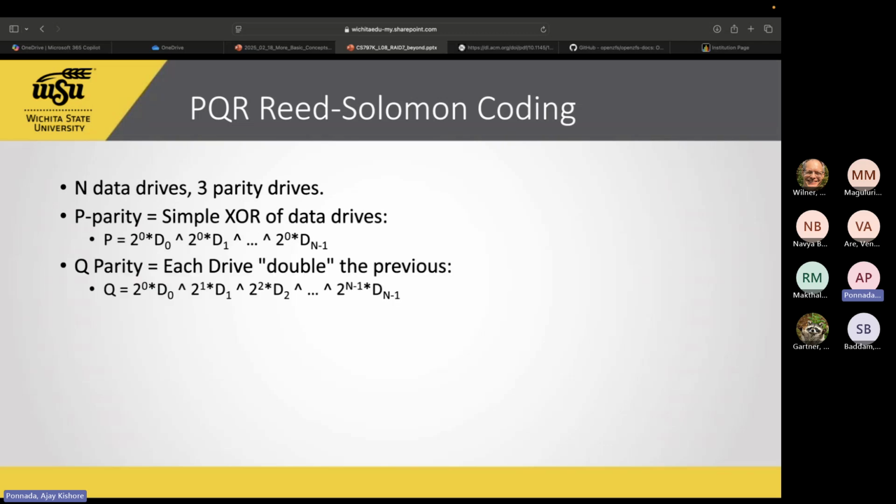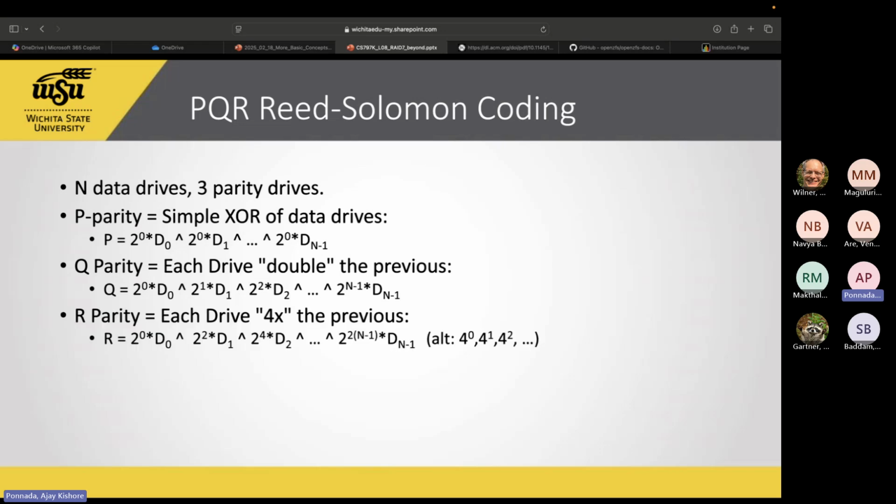So Q parity, each drive doubles the previous. So 2 power 0 is 1. For the next drive, we'll multiply it with 2. For the next drive, we'll multiply it with 4 and do the XOR and so on and so forth till n minus 1. So each drive doubles the previous. It's a simple XOR operation, but each drive doubles the previous thing. That's it. And R parity, each drive 4 times the previous. Okay. So it's 2 squared, 2 power 4, and so on. So 1, 2 times 2 power 2 is 4, 2 power 4 is 16, and so on.